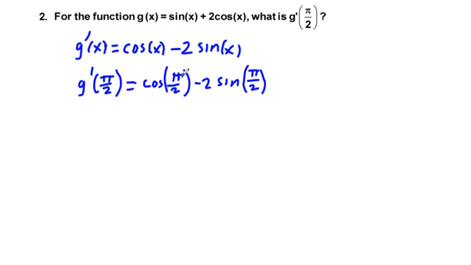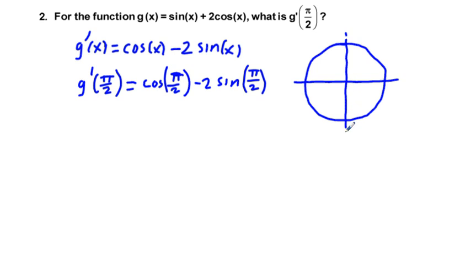So if we know what cosine pi over 2 is and sine pi over 2, what that's going to look like, if we go back to our unit circle trigonometry, pi over 2 is going to be up here. And the coordinate pair associated with that is this one here, which is the point (0, 1). So your cosine is your 0, right? That's going to be cosine pi over 2. And 1 is going to be your sine pi over 2.